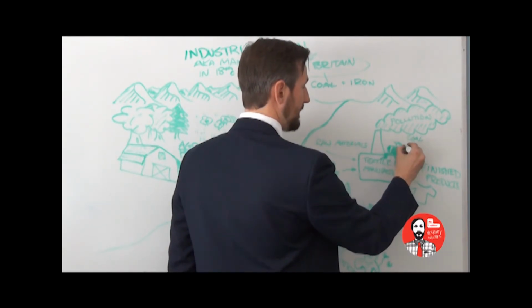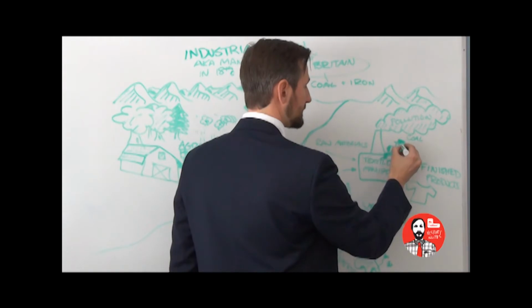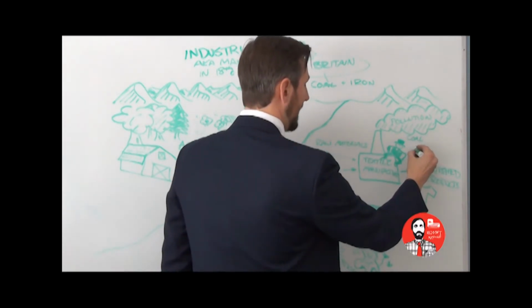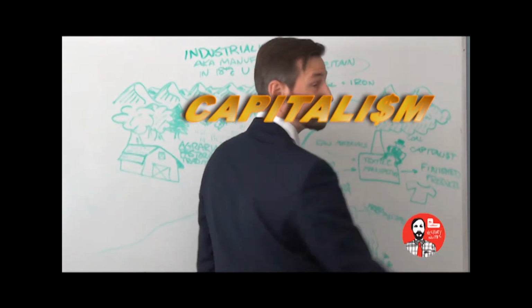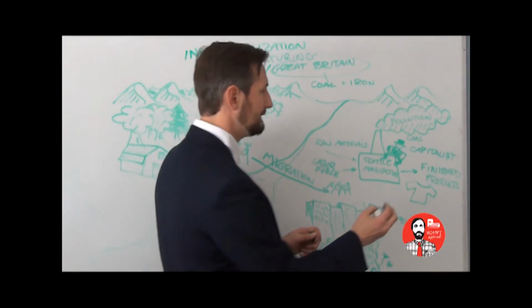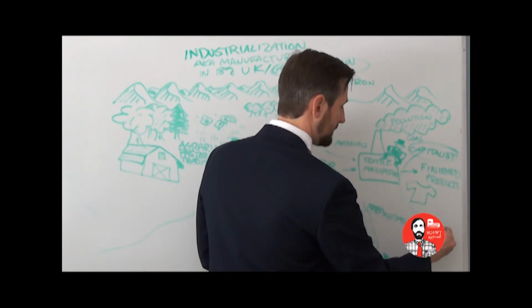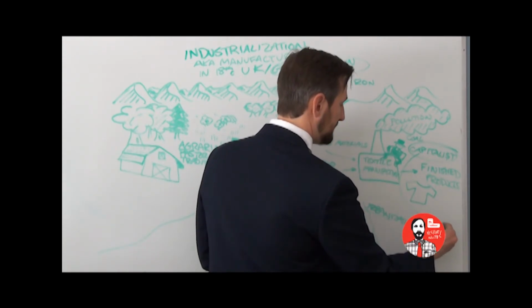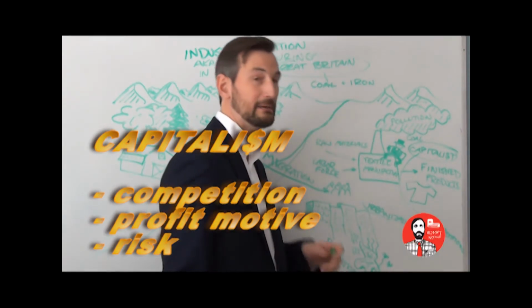He's got a top hat on, like a 19th century wealthy industrialist. And this capitalist, I'm going to put a dollar sign in the S, because capitalism has three main components. Let's put that over here. Competition. He is competing against other people to create a product.